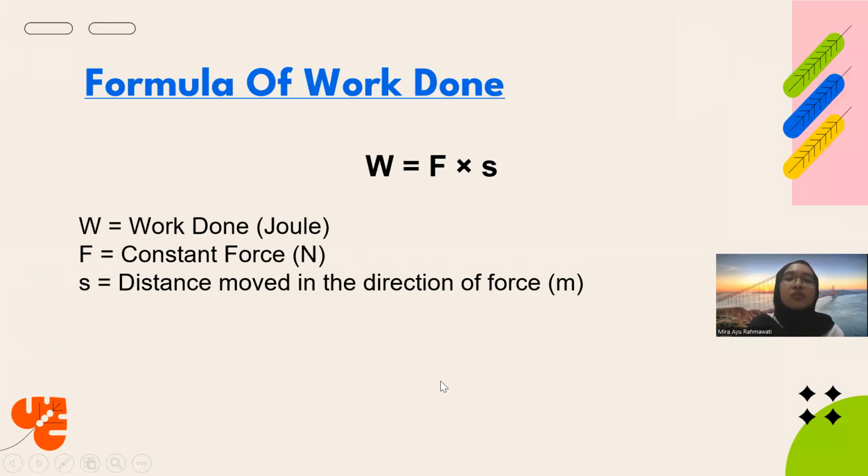Next, formula of work done. Formula of work done is W equals F cross S. W is work done, F is constant force, and S is distance moved in the direction of force.